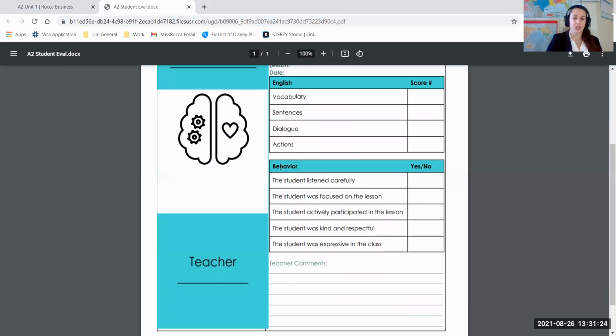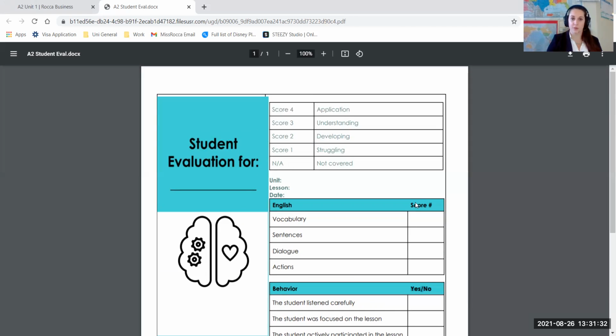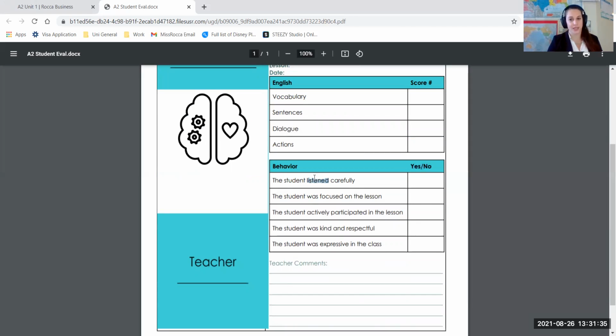All right, and the next section of this student evaluation form is the student's behavior. This is just you clicking yes or no. You do not put the 1, 2, 3, 4 over here, because either they listened or they didn't. Either they were focused or they weren't. Either they participated and were talking to you or they weren't. Either they were kind and respectful or they weren't. And either they were expressive in class and actually tried to say the sentences with some enthusiasm, or they were just a robot and not trying very hard at all and just talking like maybe a robot would. So you just click yes or no for each of these.